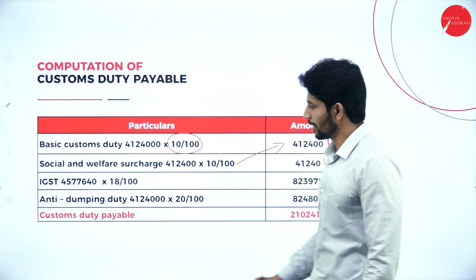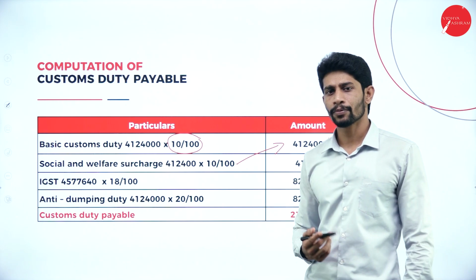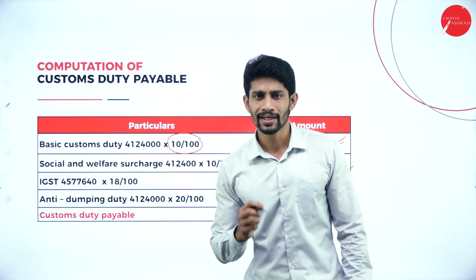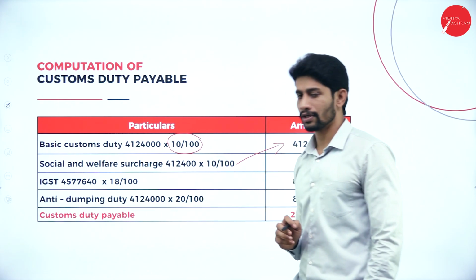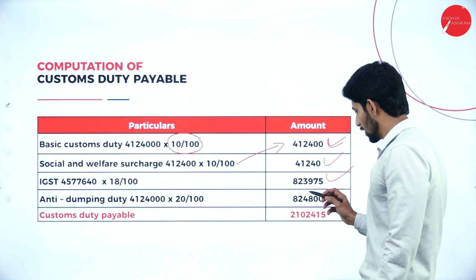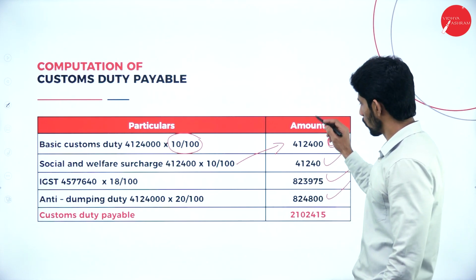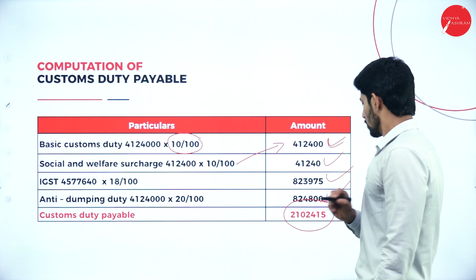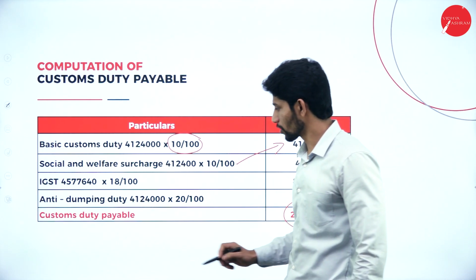You will get 8,23,975 rupees. Next, anti-dumping duty, it is at the rate of 20%. You are supposed to compute the anti-dumping duty on the assessable value. So what is the assessable value in this problem? 41,24,000 into 20%. You will get 8,24,800. Now total the outer column, you will get 21,02,415. So what is that called?